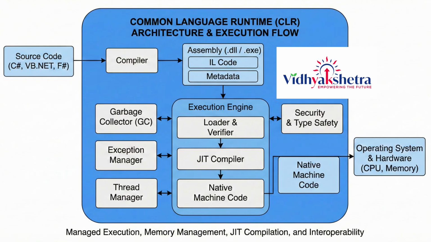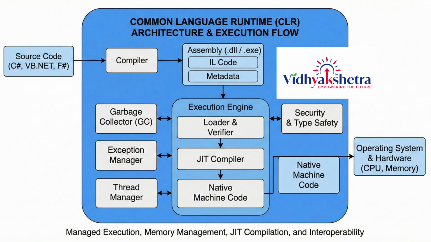After loading assemblies, the CLR performs verification of the intermediate language code. This verification ensures that the code is type-safe and does not attempt illegal operations such as accessing memory outside permitted boundaries. This step is critical for application security and stability. Once verification is complete, the code is ready for execution.